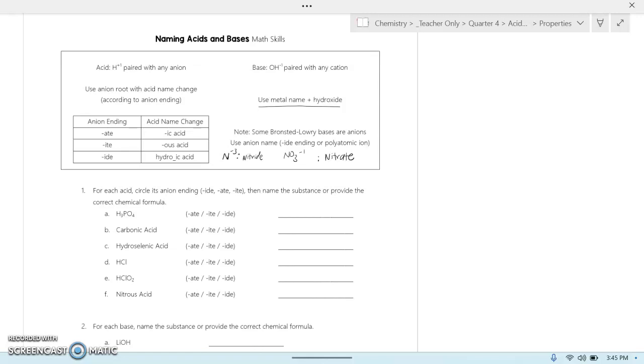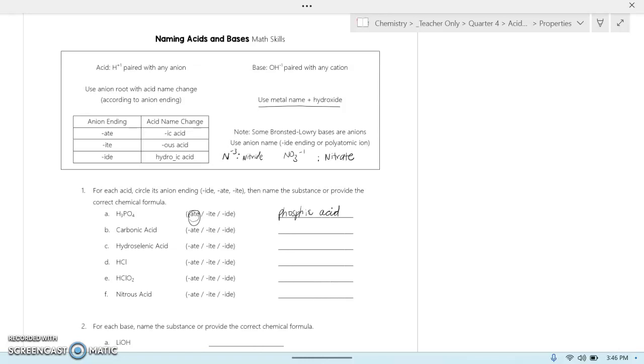So for number 1, it says for each acid, circle its anion ending, ide, ate, or ite, then name the substance or provide the chemical formula that goes with the name. So our first one, we have H3PO4. If you look at the list of polyatomic ions, you'll find that PO4, -3 charge, is phosphate. So we're going to circle ate. And that means we're going to use this ic acid ending, keeping the root of phosphate. So that would be phosph, and then ic acid. Chop off the ate and then replace it with ic acid. So we got phosphoric acid.